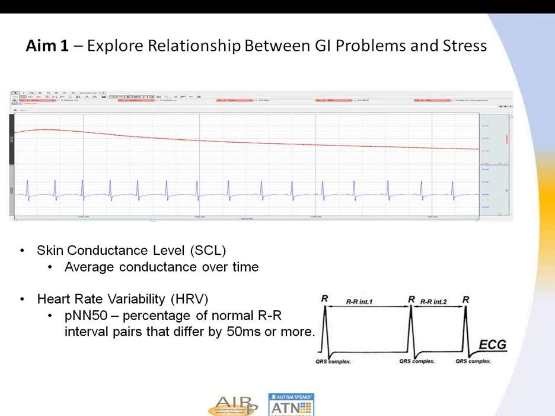Awesome. Now we're back to where we should be. So this is what your tracing would look like. Skin conductance is traced over time, and that's the red bar that you see there. And also the heart rate variability can be measured by following the EKG line that you can see. It's the blue line on the bottom, and pNN50 is the most typical heart rate variability measure. That's a percentage of normal RR intervals that differ by more than 50 milliseconds.